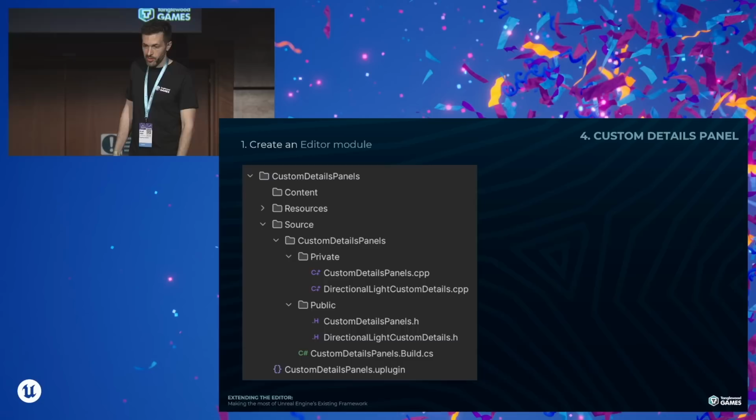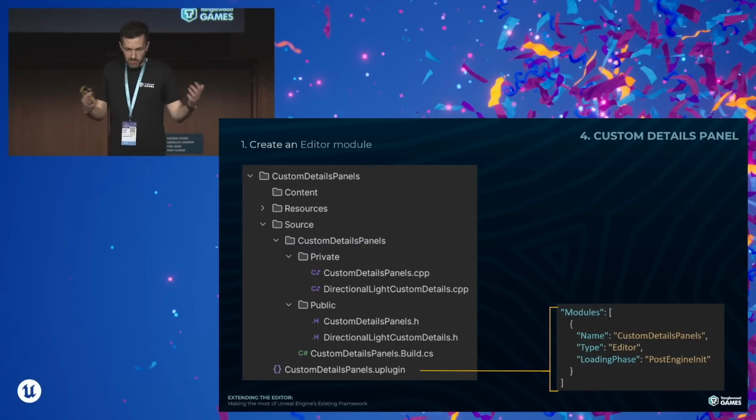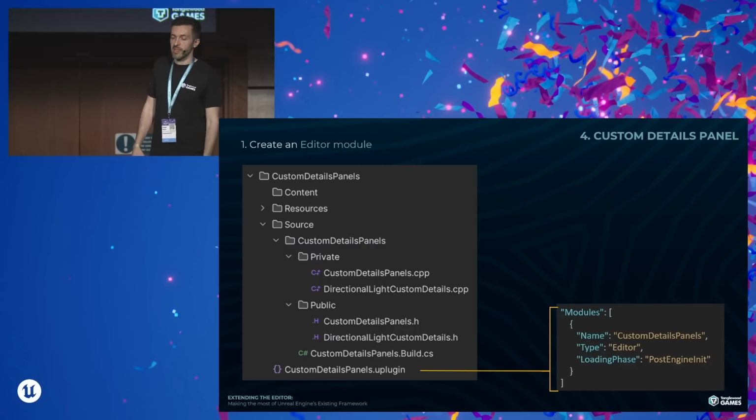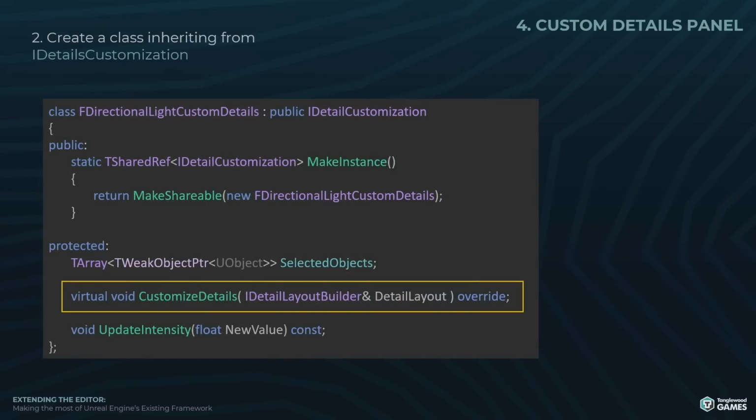So the first thing we need to do is to create an editor module, because this is not something we want in the game. It's a very common practice to have it in a plugin, so it's even easier to port, and we have to make sure that this is something we call after the engine is already initialized. Then we can create our own class from detail customization, and we override customize details to actually do something with it.